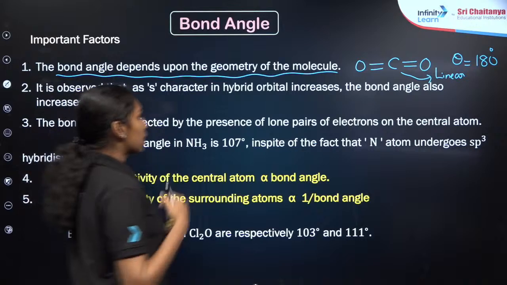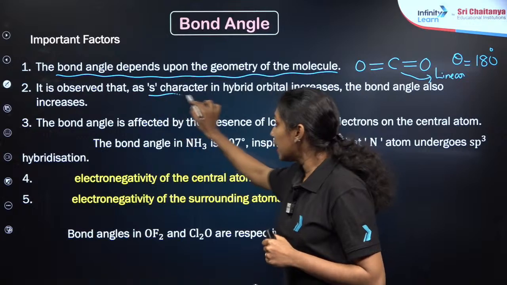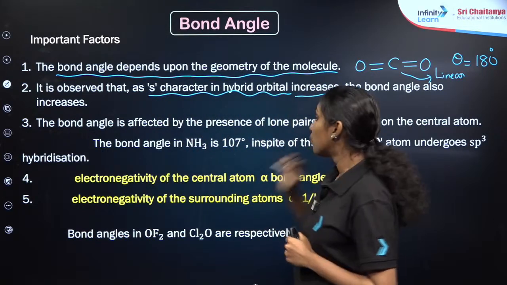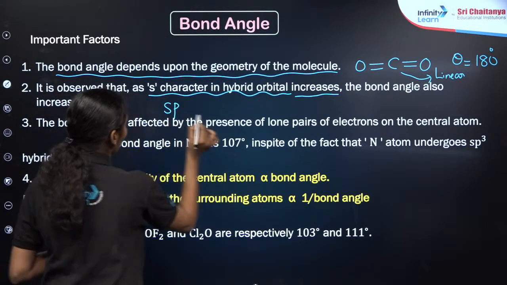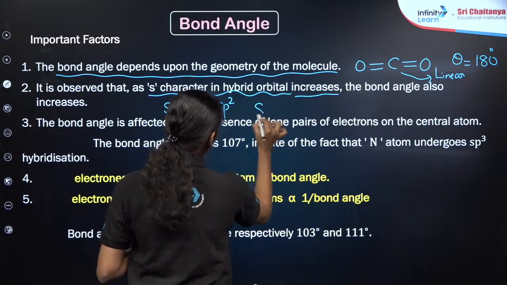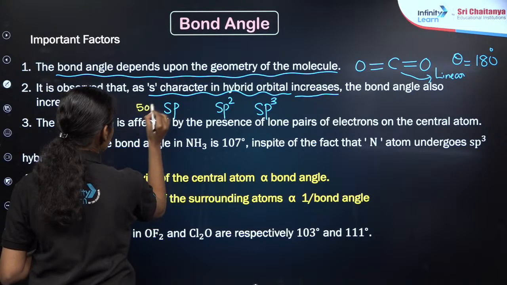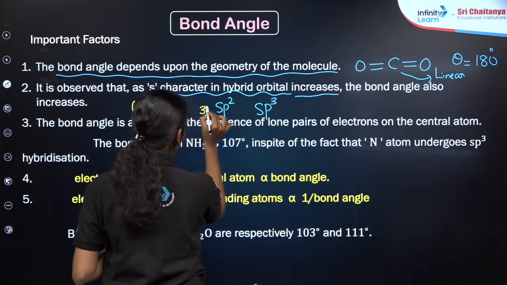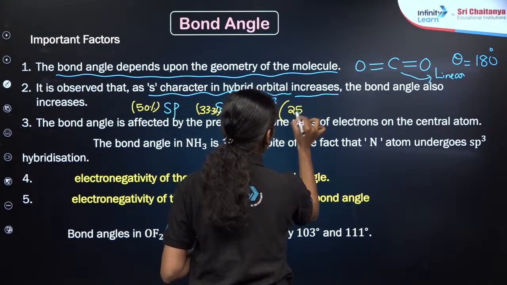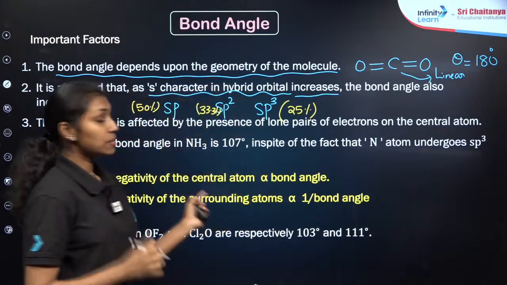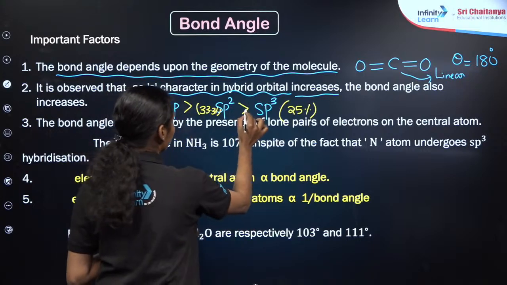Now, if we are discussing the hybridization or the S character of the hybrid orbital, we can say that as the S character in the hybrid orbital increases, the bond angle also increases. For example, if I am taking three different types of hybridization, sp, sp2 and sp3, what about the S character here? Here it is 50%, here it is 33.3%, then here it is 25%, right? As the S character increases, bond angle also increases. So we can say that sp is greater than sp2 greater than sp3. Clear?